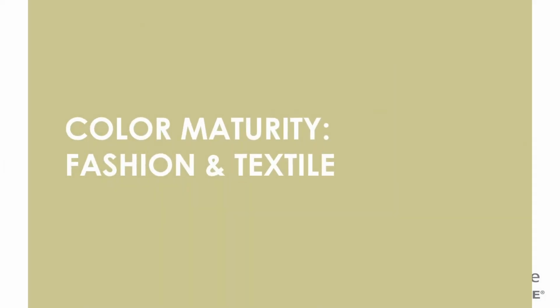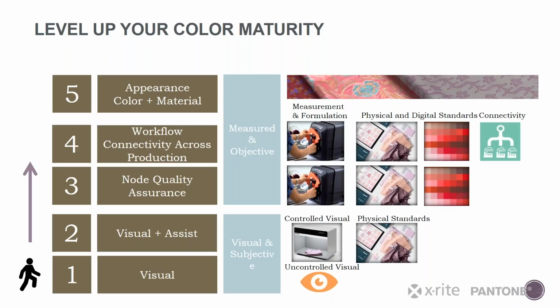Okay, so one of the things I wanted to talk about also is color maturity. Not everybody can start right at the top and have all these tools. So we really see 5 different levels. So we have visual only, which means it's uncontrolled visual. You take it to the nearest window, or there's a favorite light you like to use.